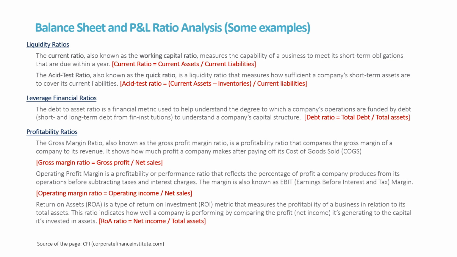Profitability ratios, on the other side, are used to measure profitability of a business. Some examples are gross margin, operating profit margin, return on assets, and so on.